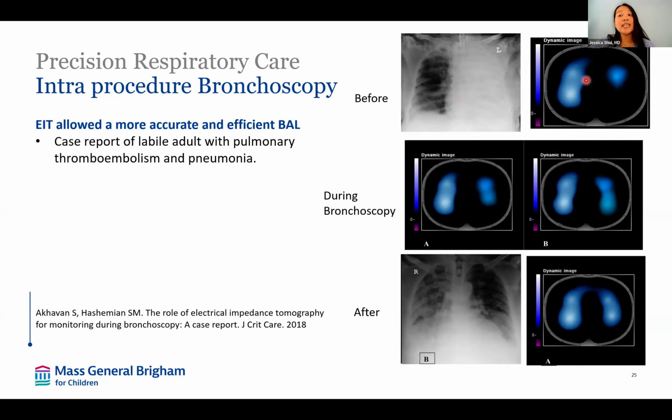And so they used EIT to give that real-time feedback on how the aeration was improving with their intervention. So you can see how there's less aeration on the left side. And then during the bronchoscopy, they were able to improve and gain aeration. They could see that in real time before ending the procedure.